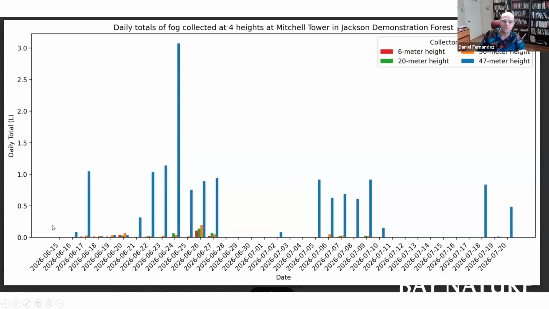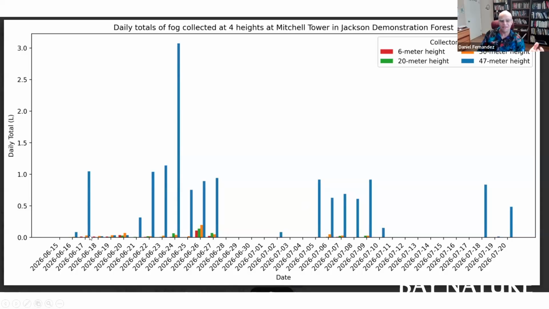And these are daily totals. So this represents the daily total of all the fog collected from each of the fog collectors at each of the heights. So between the 17th and the 18th, I think this is the 17th here, at the 47-meter height, we got about 1 liter of water. And at the lower heights, of course, we collected smaller amounts of water. You can barely see them.